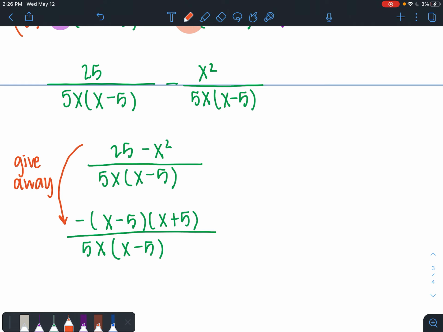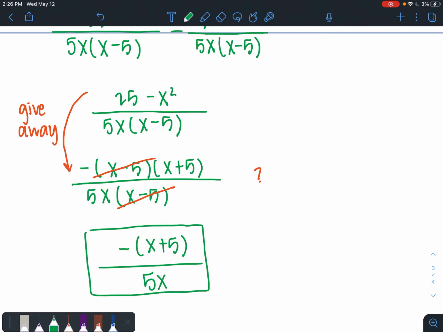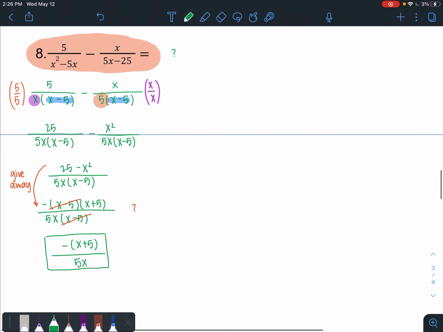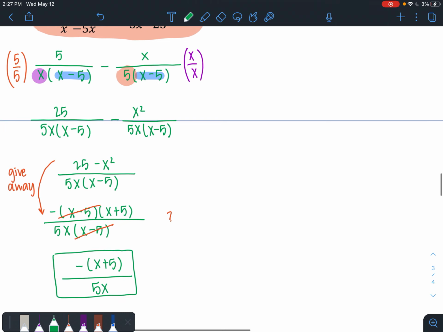Okay, then look for stuff that cancels, and you should get, those two should cancel. And so we're left with negative x plus 5 over 5x. All right, and that is it for that problem.